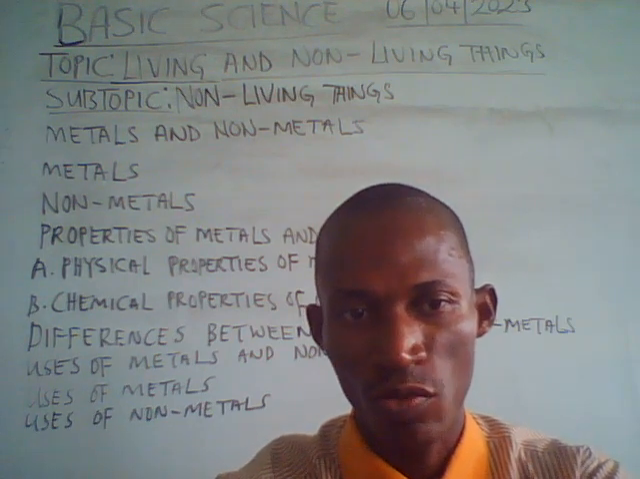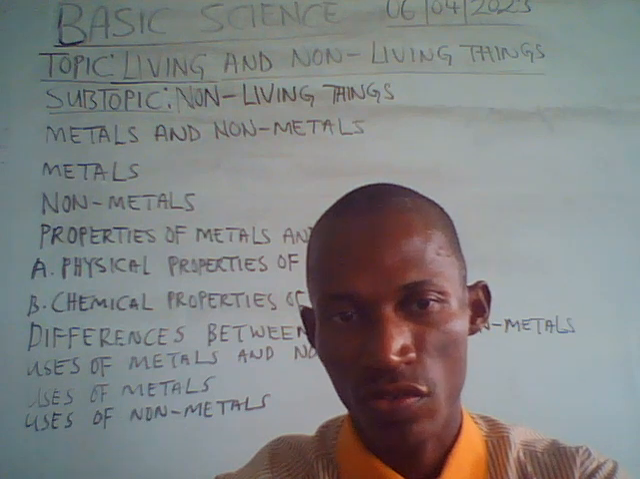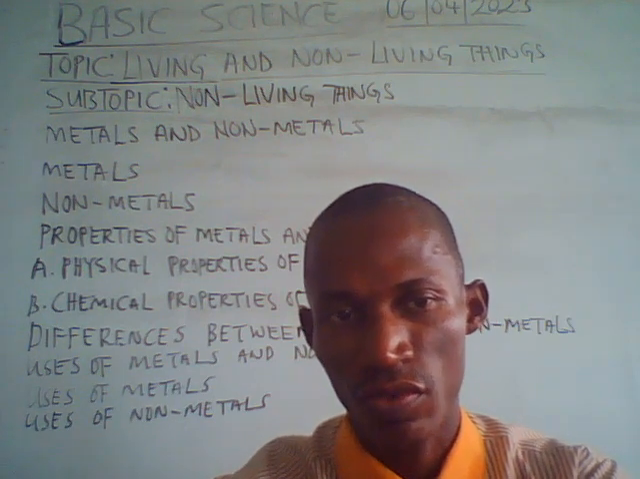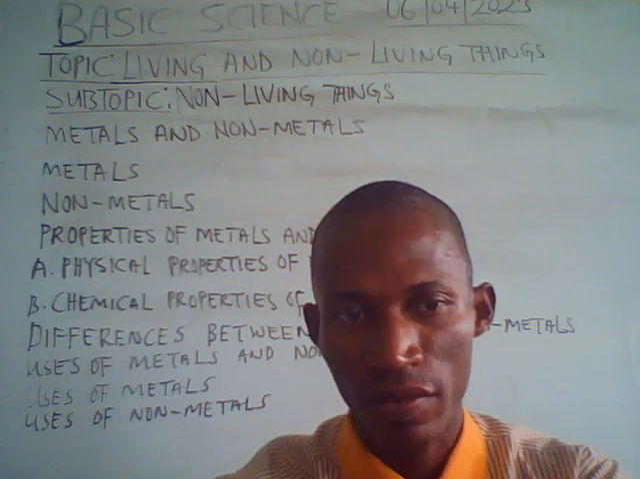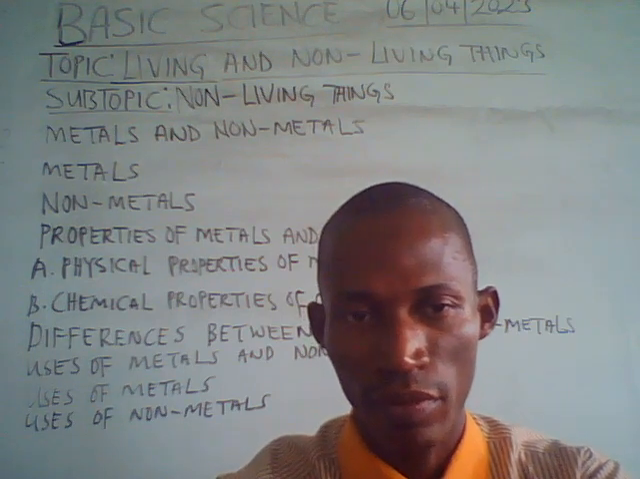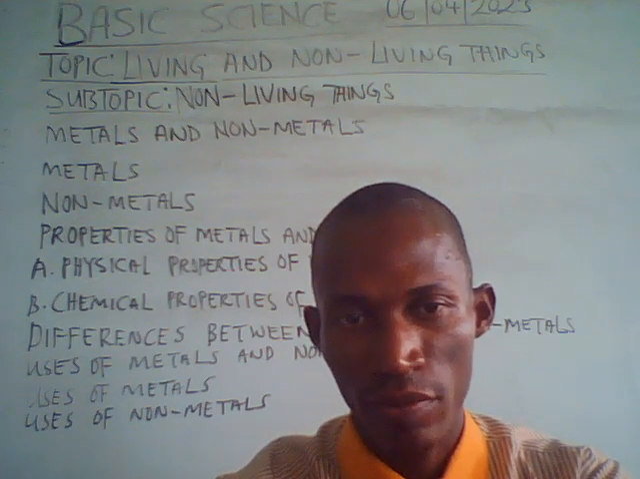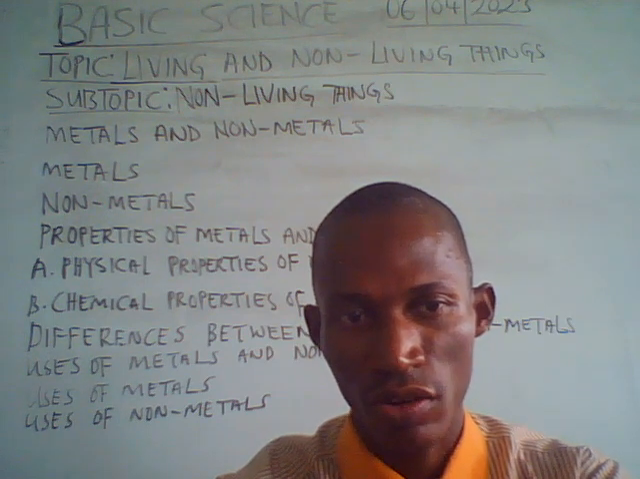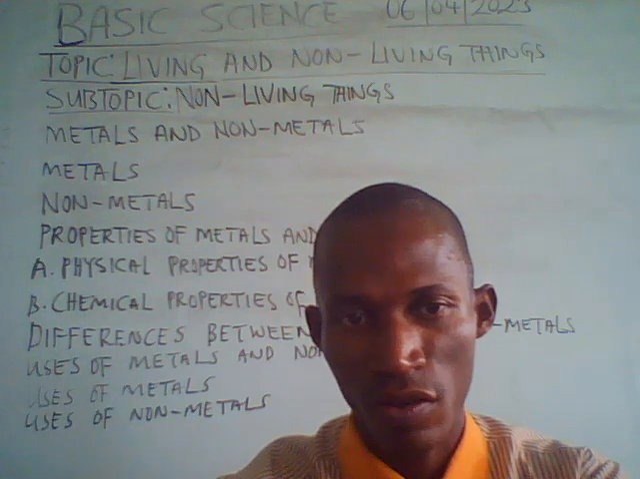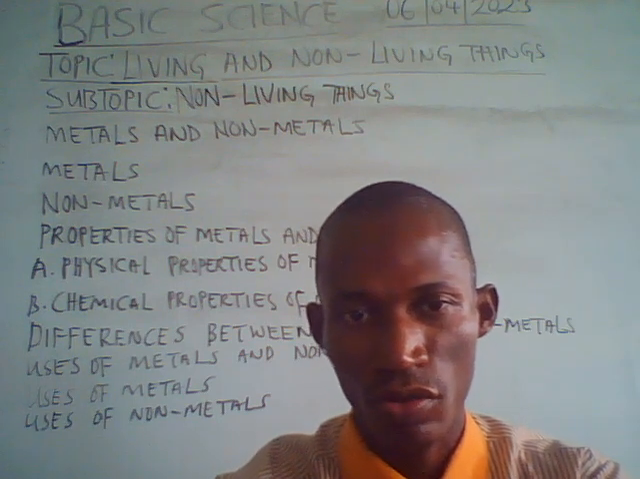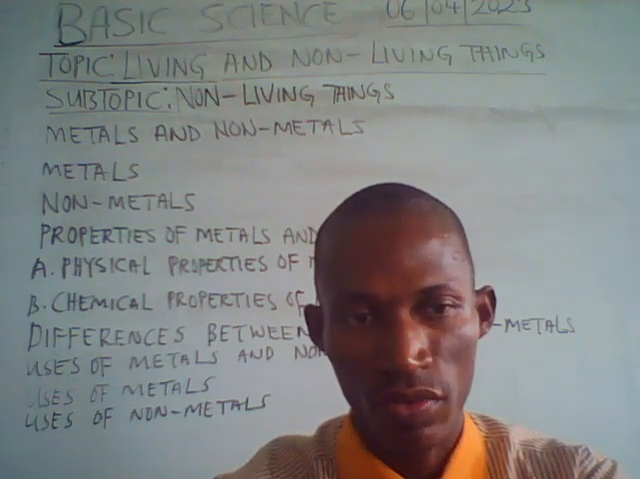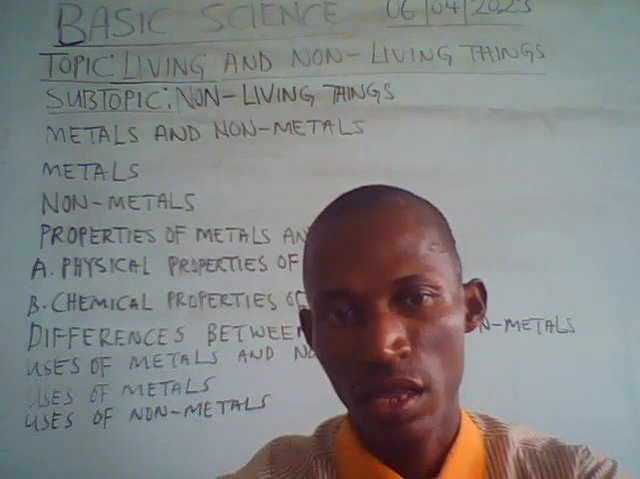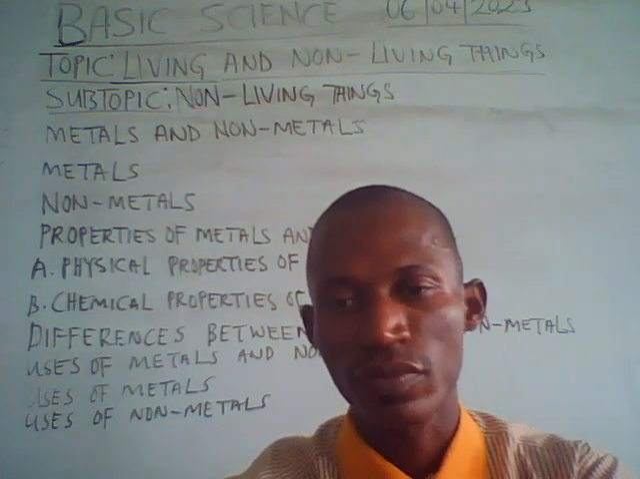So those elements which are generally solid, hard, lustrous, heavier than water, malleable, ductile, good conductors of heat and electricity, sonorous and have high melting and boiling points are metals. On the other hand, elements which are generally brittle, solid or liquid or gases, not hard, non-lustrous, lighter than water, non-malleable, non-ductile, bad conductors of heat and electricity, non-sonorous and have low melting and boiling points are non-metals.